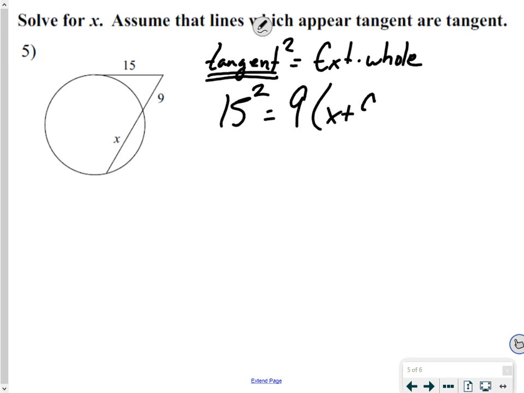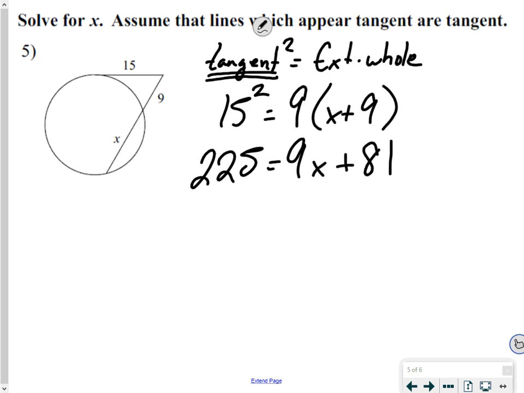Now the whole part of that secant segment is x plus 9. So now we just have to square 15. We get 225. Distribute 9, and we'll get 9x plus 81. Now from there, get all of our constants over to one side. So subtract 81. If we do that, we get 144. And then divide by 9. That would give us 16.